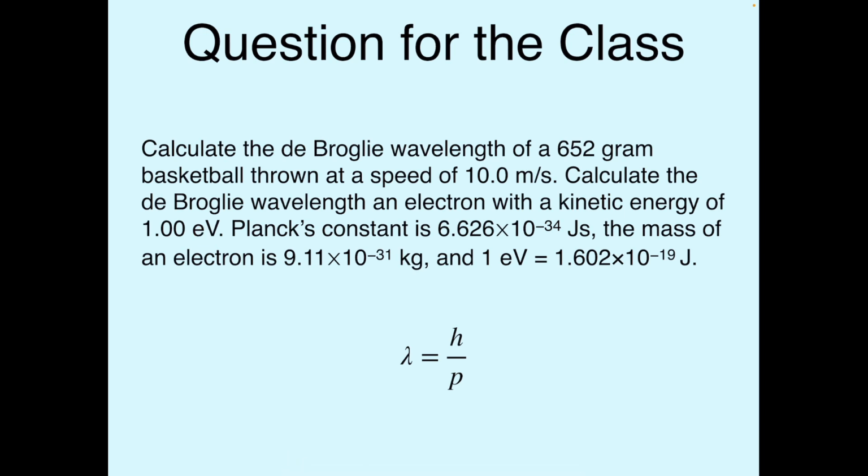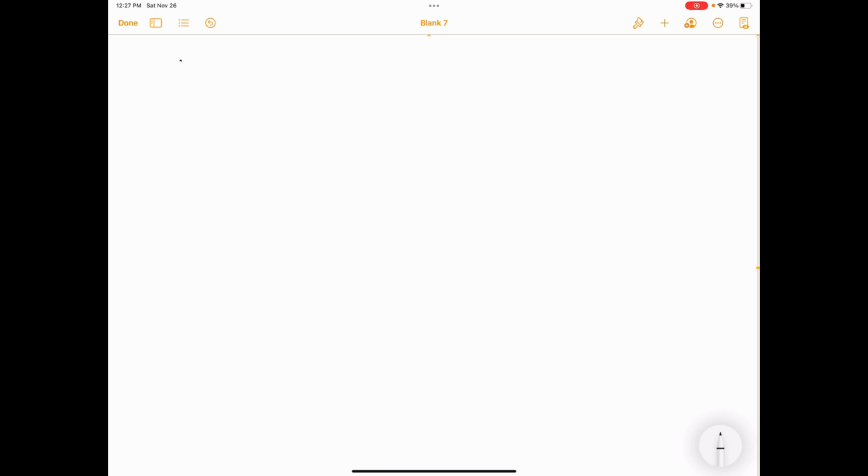In order to do these calculations, we'll need to know a few things. Planck's constant is given right here, the mass of an electron, and the conversion between electron volts and joules. So again, pause the video, see if you can calculate these numbers, and then we'll talk about what it means in a second. Okay, so we'll start by doing the calculation for the basketball.